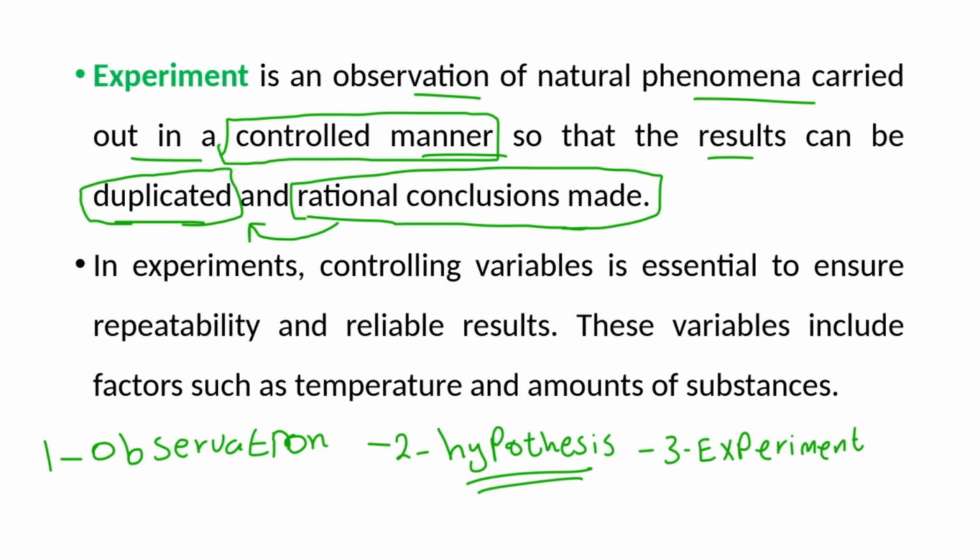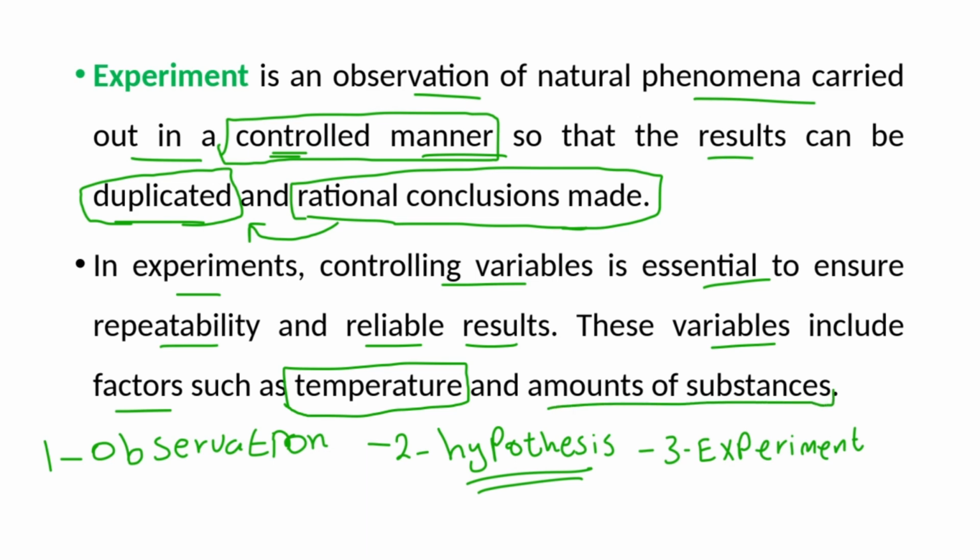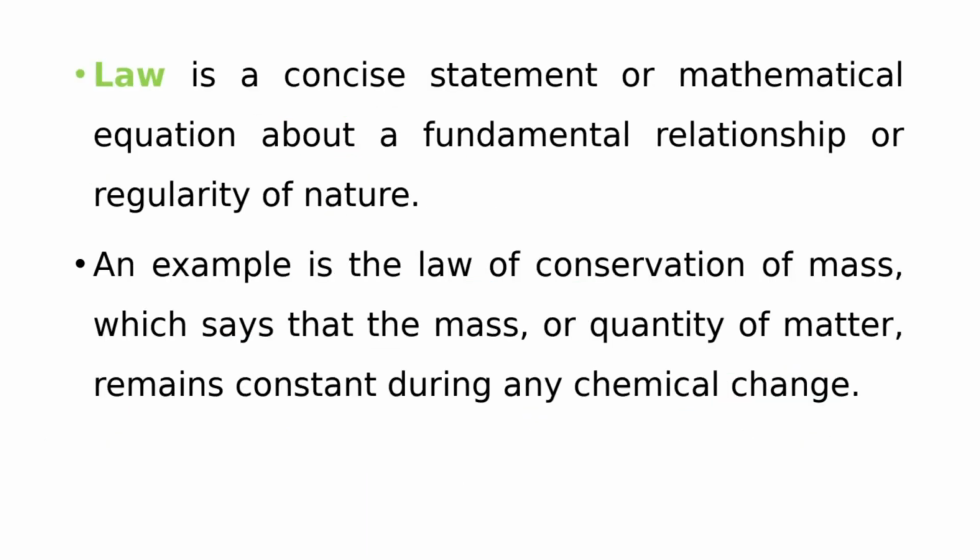And in order to have the same data, you need to have a controlled experiment. Like, for example, controlling variables is essential to ensure repeatability and reliable results. These variables include factors such as temperature, so you need to control the temperature in order to have the same output, and the amount of substance used in the experiment needs to be the same.